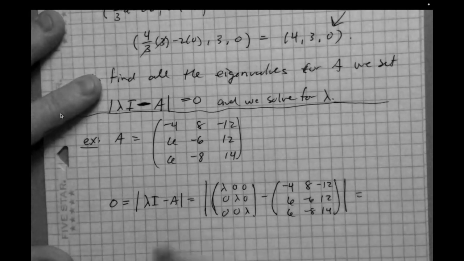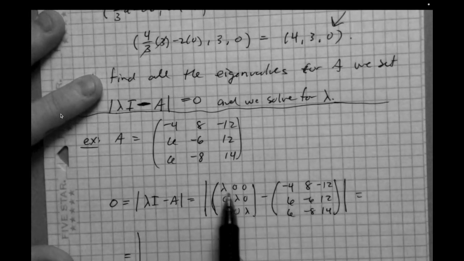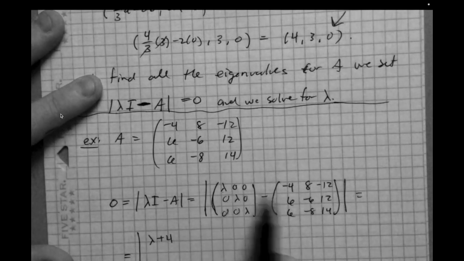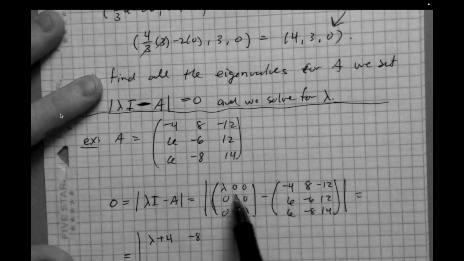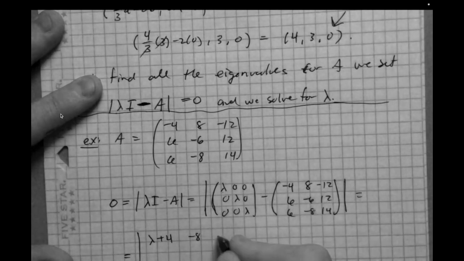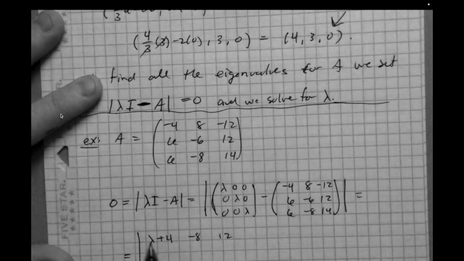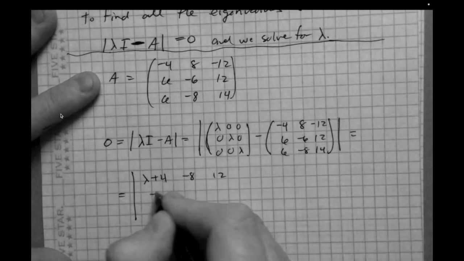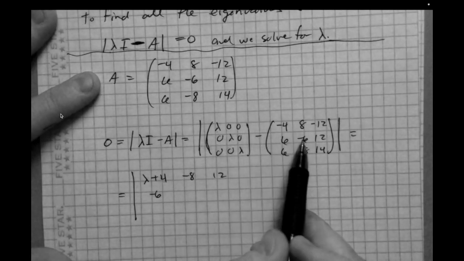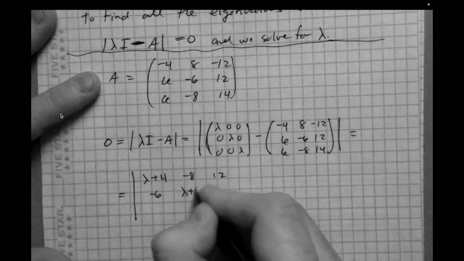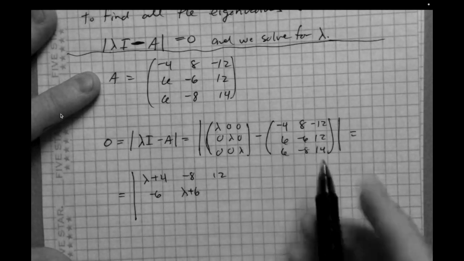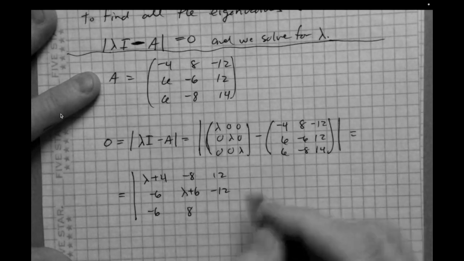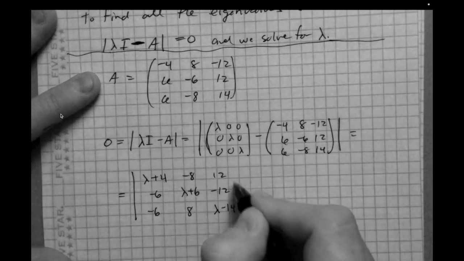Okay, and so when you do this, what do you get? You get lambda plus 4, 0 minus 8, and 0 plus 12. So you end up with this lambda plus 4 here. Then 0 minus 6, so negative 6, and then lambda minus negative 6, so that means lambda plus 6. And then 0 minus 12, so negative 12 there, and then negative 6, 8, and down here you get lambda minus 14.